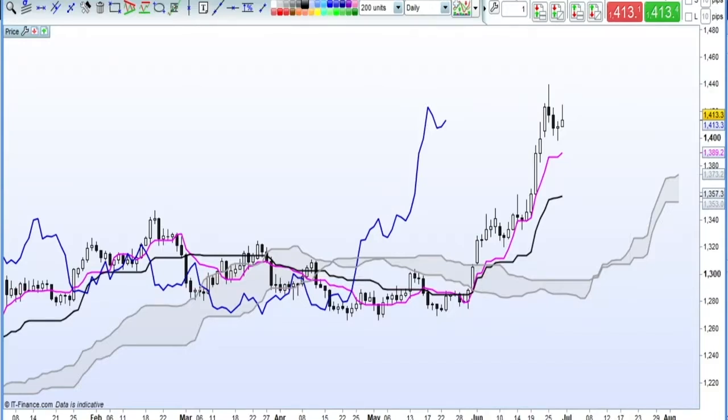You'd have stayed long. Perhaps you might even have added to your long position every time the candle hit the red line. You'd buy some more, buy some more, buy some more. Now the candles haven't hit the red line for a while, and it did get a bit sort of doolally really.